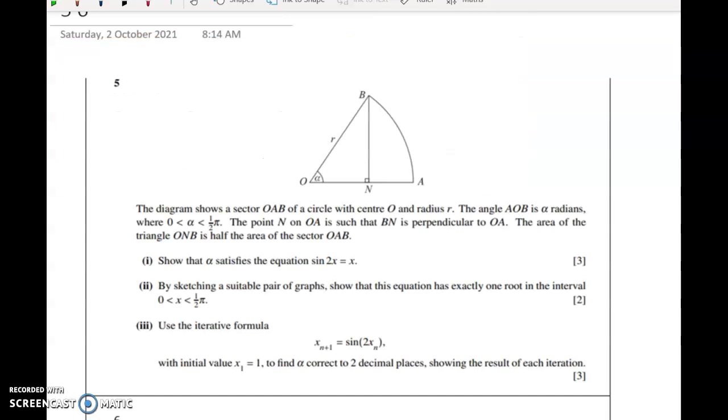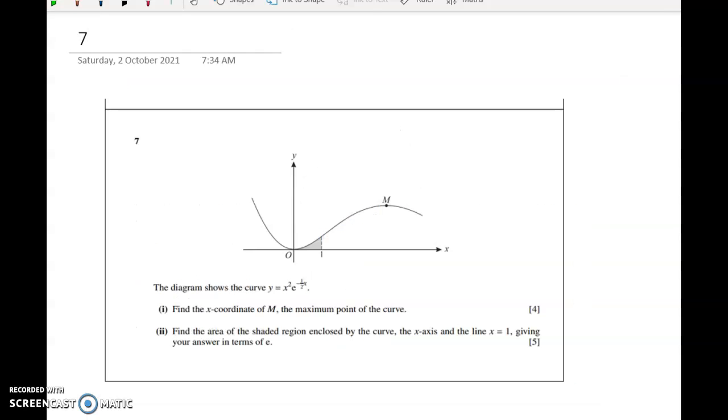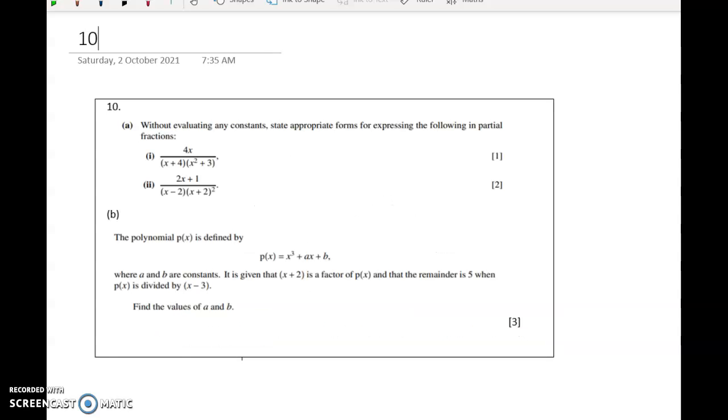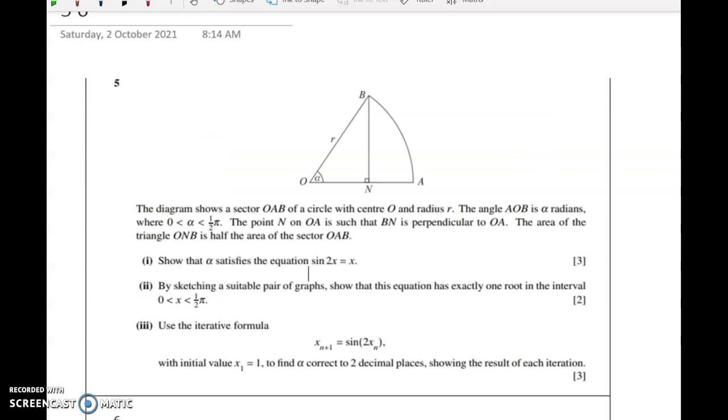So that's this one on a geometry problem with some iterative methods, and then question 7, which is an integration by parts question and a differentiation question, and then lastly question 10, which was this one about partial fractions and the remainder and factor theorems. Okay, so probably the messiest question here is question 5.